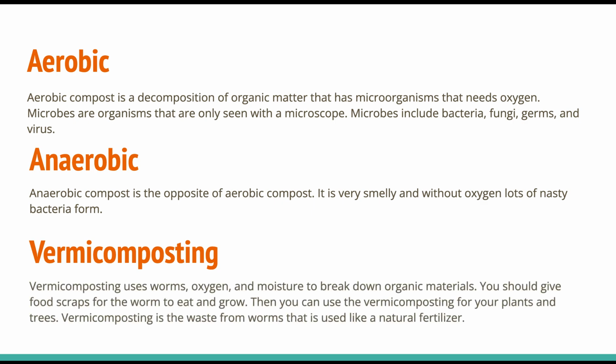Vermicomposting. Vermicomposting uses worms, oxygen, and moisture to break down organic materials. You should give food scraps for the worm to eat and grow. Then you can use the vermicomposting for your plants and trees. Vermicomposting is technically the waste from worms that is used like a natural fertilizer.